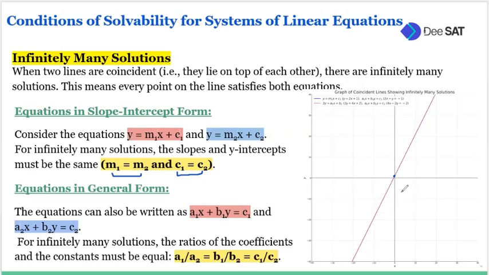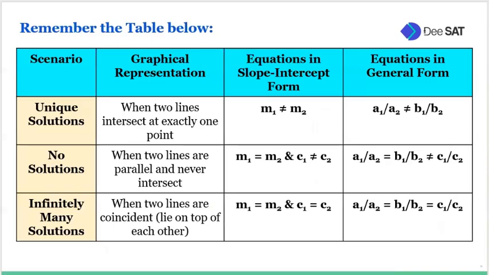A similar consideration can be seen for the general form, where the ratios of the coefficients of x and y, that is a1 by a2 and b1 by b2 respectively, must be equal to the ratio of the y-intercepts, that is c1 and c2. For better convenience, I have made this table so that you can remember this for many different questions that are coming up.